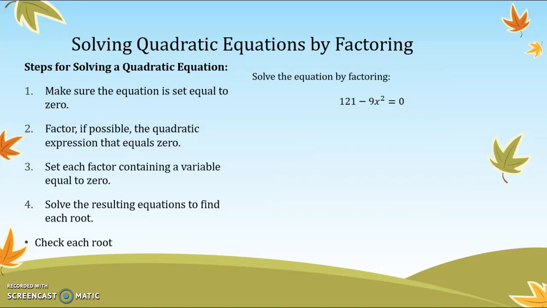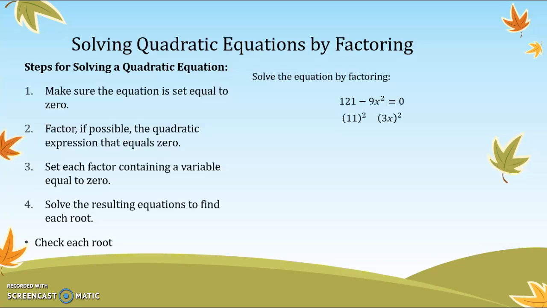Solve by factoring. 121 minus 9x squared is equal to 0. I notice that there's not a GCF and that I have 2 terms. I also notice that 121 is the same thing as 11 squared, and I can rewrite 9x squared as 3x squared. And since we're subtracting in between, I can use the difference of perfect squares.